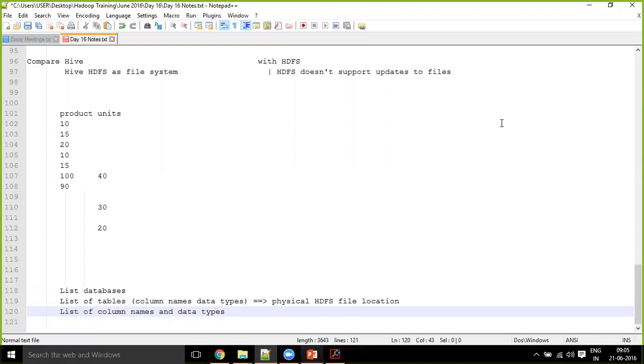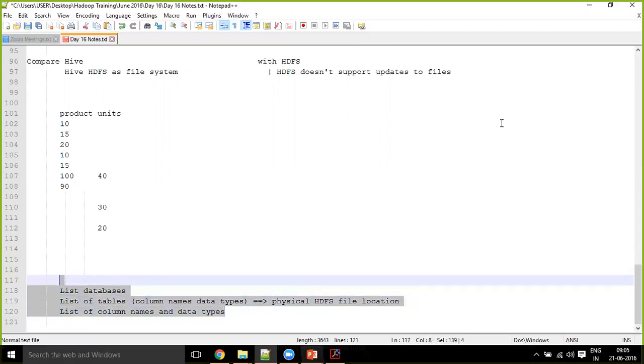So table name, column names, data types, database name and HDFS file location. This bare minimum data is called the metadata of that table. But the actual 10 million records will be stored in HDFS.